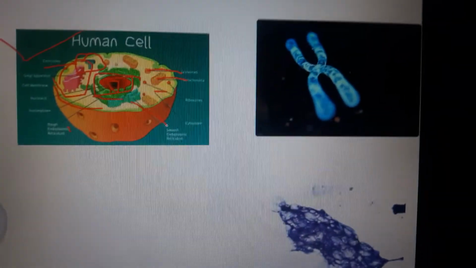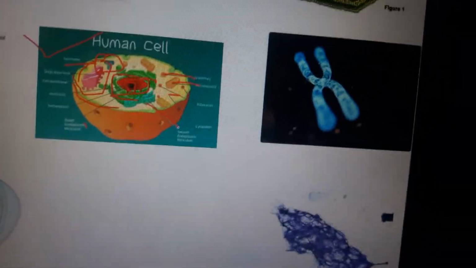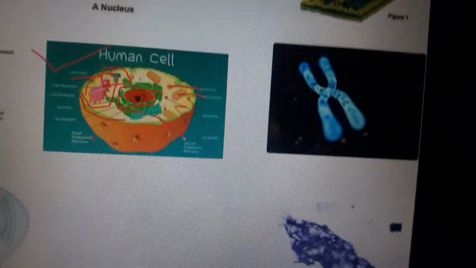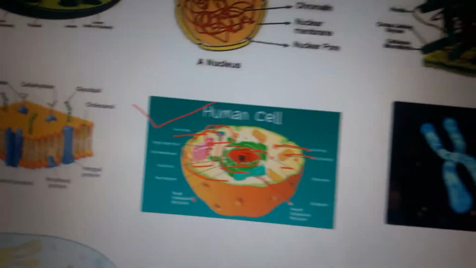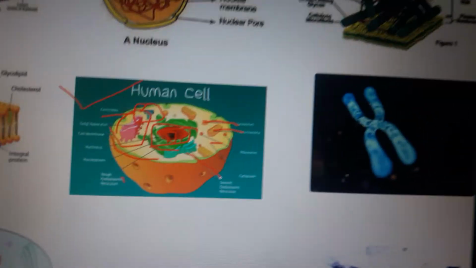Now how can you make out which is the rough one and which is the smooth one? The one which has no ribosomes attached to it is the smooth one, and the one which has ribosomes attached to it is the rough one. Okay, rough endoplasmic reticulum and smooth endoplasmic reticulum.